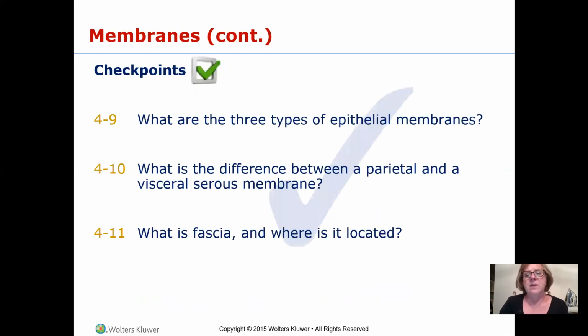So the three types of epithelial membranes again, and the difference between the parietal and the visceral, and the fascia, the deep and the superficial. If you recall, you have the serous, the mucosa, and the cutaneous, and then the parietal and the visceral. The visceral is next to the organ itself. The parietal is on the outside.